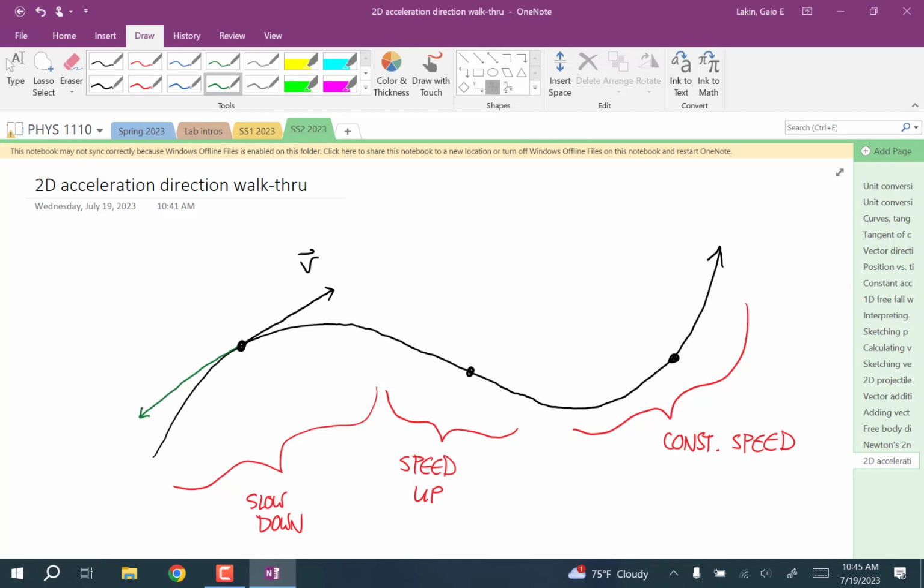That's what happens when it's slowing down. So a parallel is that way. And now ask yourself, which way is it turning? Well, as long as it's not following a straight line, it's turning. And you can always think of fitting a circle to the curve at that point. And if you do that, a perpendicular always points toward the center of the circle. Okay, so a perpendicular is this way.